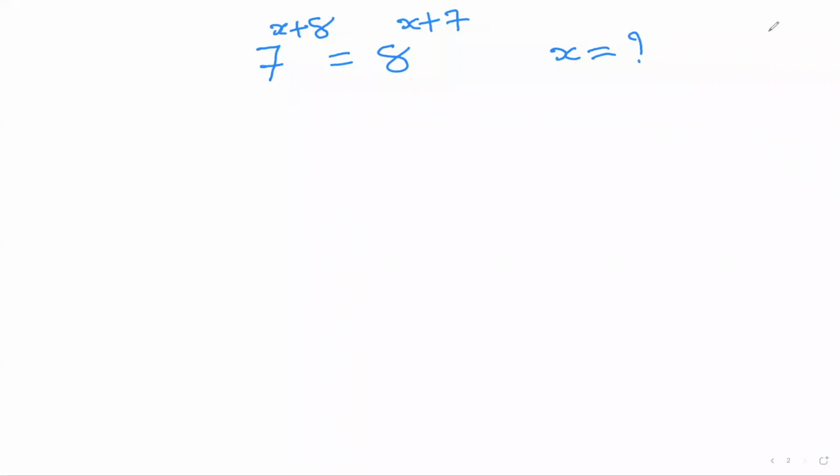Hi friends, in this video we are going to learn that if 7 power x plus 8 is equal to 8 power x plus 7, then what is the value of x?